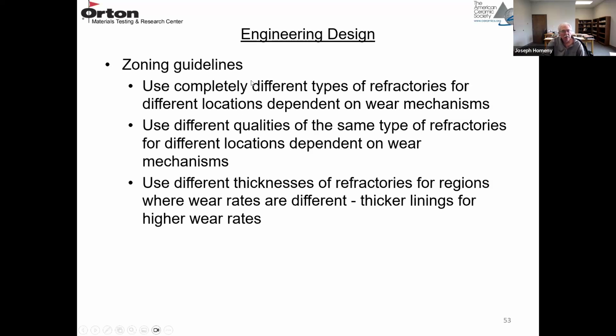So for some guidelines here for zoning, you can use completely different types of refractories for different locations, depending on what the wear mechanisms are. You can use different qualities of the same type of refractories for different locations, depending on the wear mechanisms. And you can use different thicknesses of refractories for regions where the wear rates are different. So a thicker lining would be used if there's a higher wear rate.